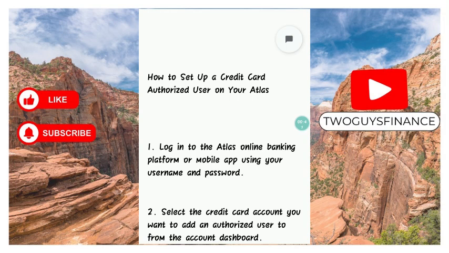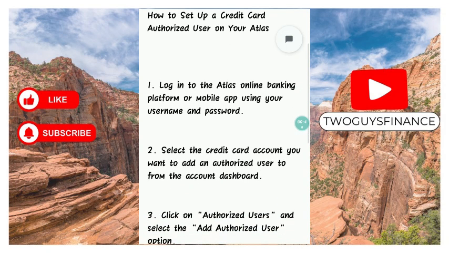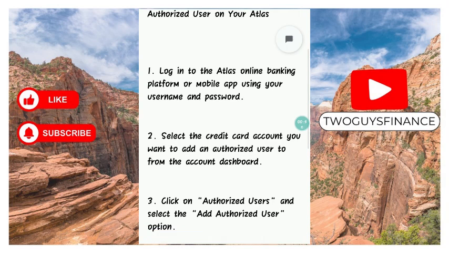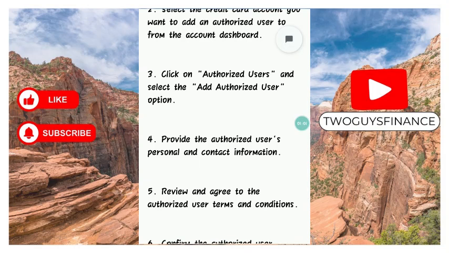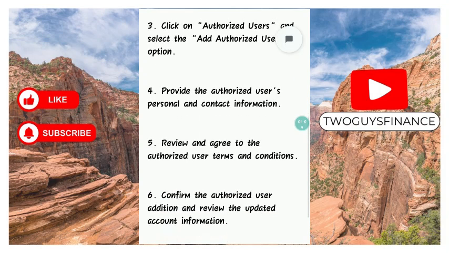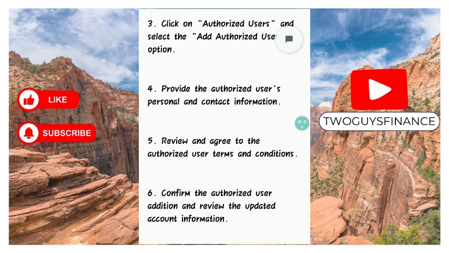Just select that from the account dashboard, and then you're going to click on authorized user, and then you're going to select the add authorized user option. Once that's done, you're going to provide the authorized user's personal and contact information. So go ahead and fill that up, and then you're going to need to review and agree to the authorized user's terms and condition.